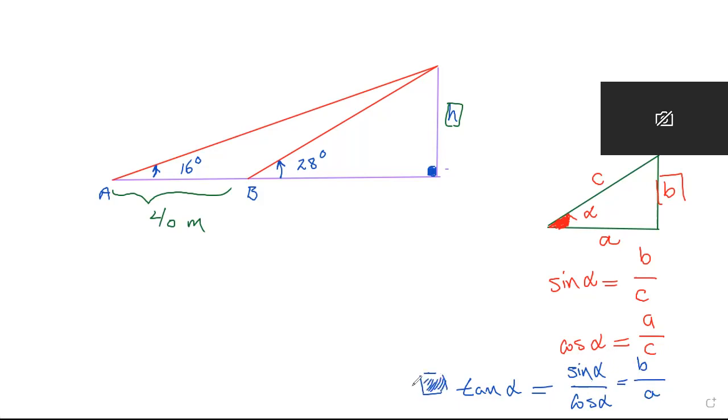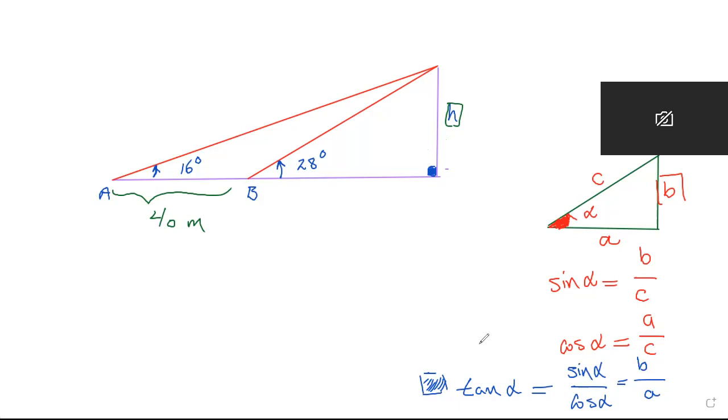Look at this example, it's very similar. We have the angle of elevation facing the castle, which is the height H. And now we also have 40 meters as one of the sides. Then the best ratio that incorporates the angle, the opposite length, and the adjacent length is the definition of the tangent.